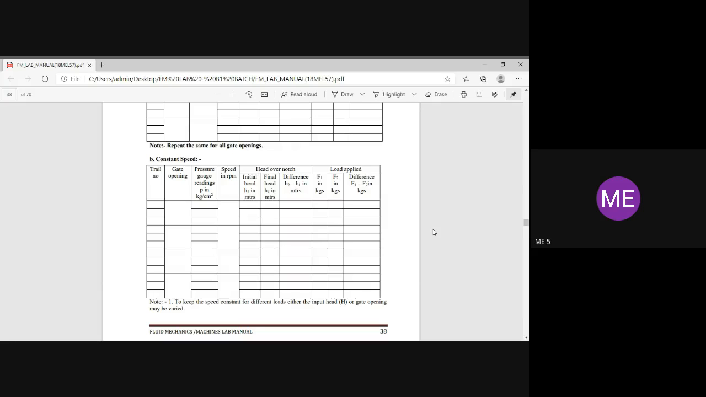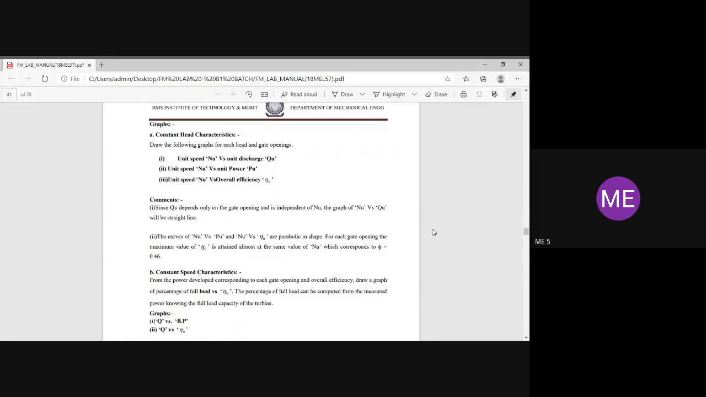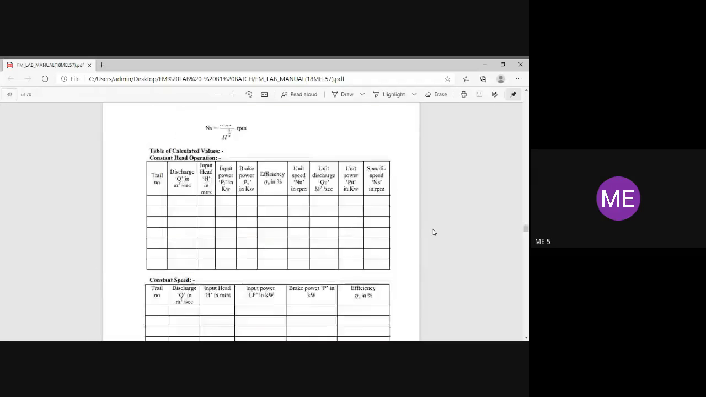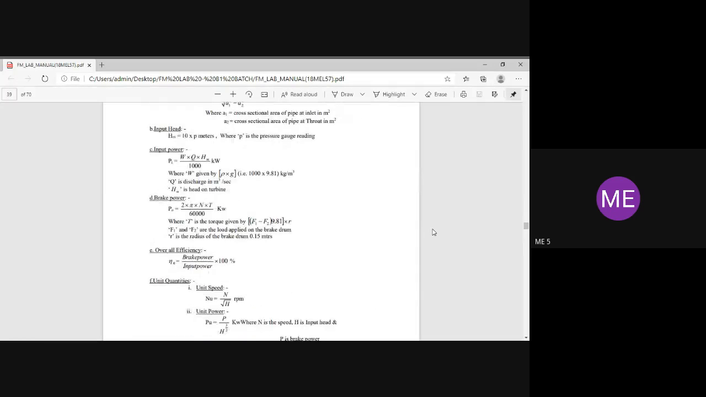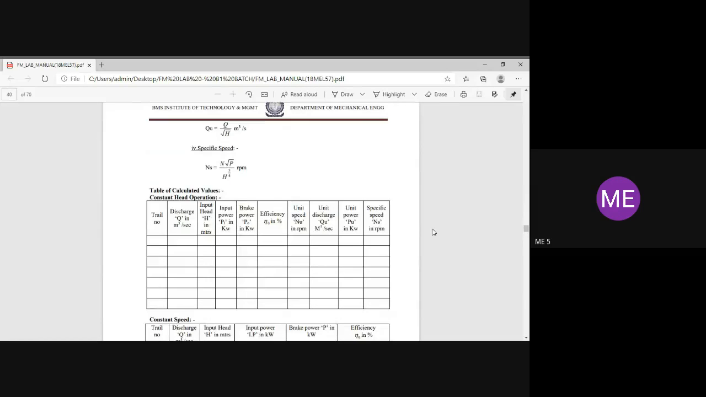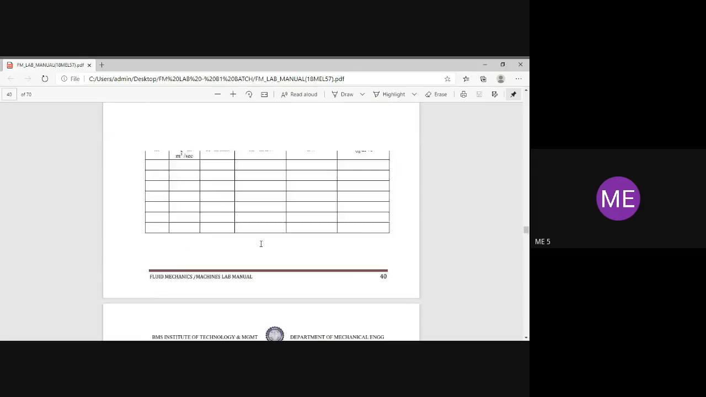Okay, it is similar to your constant head only. Note down. And here the calculation part is the same, no change. The same formula you are going to apply, but don't calculate the unit quantities. That's it. The remaining thing is the same as your constant head. See, discharge you have to calculate, input head, input power, brake power, and output efficiency.